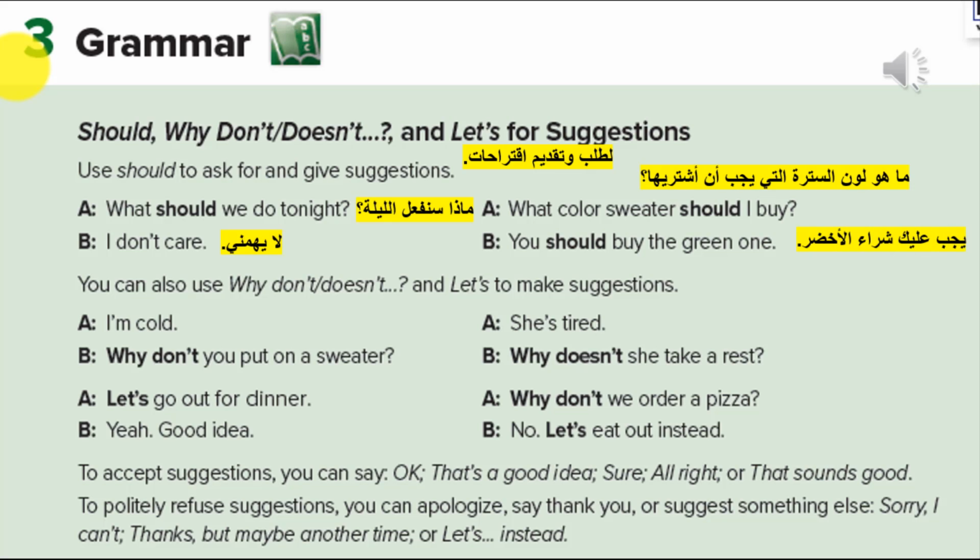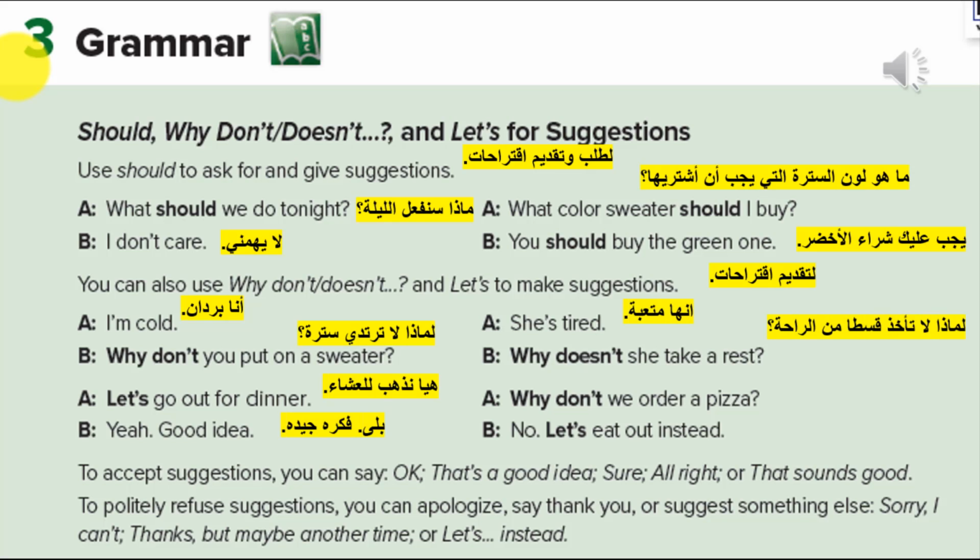You can also use why don't, why doesn't, and let's to make suggestions. A. I'm cold. B. Why don't you put on a sweater? A. Let's go out for dinner. B. Yeah, good idea. A. She's tired. B. Why doesn't she take a rest? A. Why don't we order a pizza? B. No. Let's eat out instead.